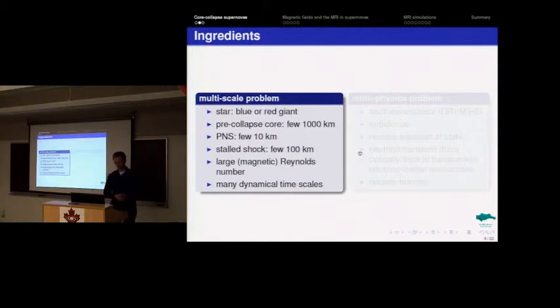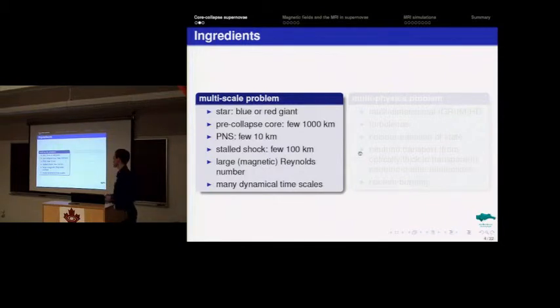First, it's important to note that this is a multi-scale problem. We have a vast range of length scales involved. The largest scale is the radius of the entire star, which may be a blue or red supergiant. Then we are, though, focusing mostly on the innermost region, a few thousands of kilometers in radius, which is roughly the radius of the pre-collapse iron or intermediate mass core.